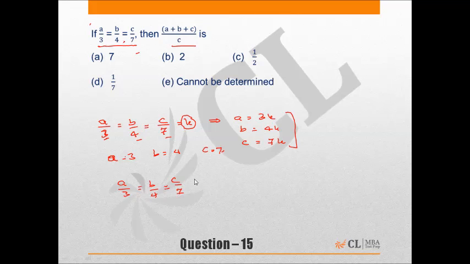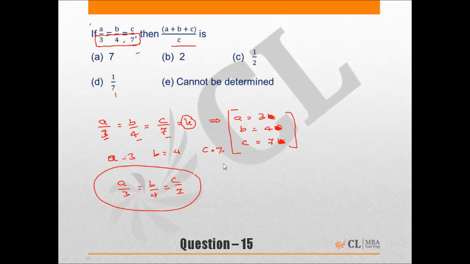Or in other words, in such a question, I will straight away assume that A, B, C are nothing but these numbers given in the denominator and solve it directly. So, rather than going through an extra step of saying 3K, 4K, 7K, then trying to cancel out K, just take A to be 3, B to be 4, and C to be 7. Or in other words, I am assuming K to be 1. And there is nothing in the question which says K cannot be 1.